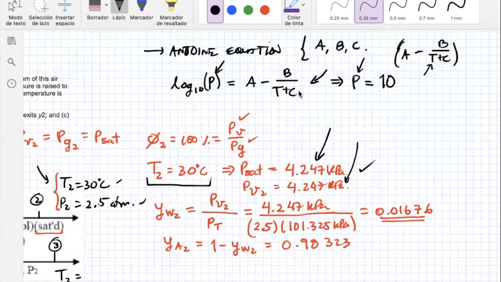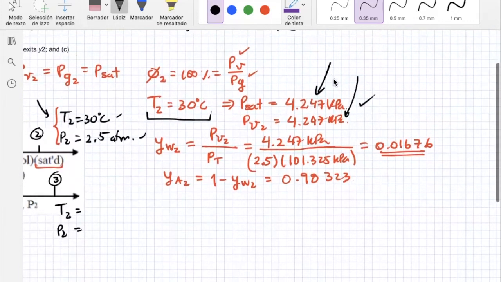That's the drill with the Antoine equation, which is a great tool if you don't use water. If you use water, you can use steam tables, but if you don't use water, like in the chemical industry where you have hundreds or thousands of substances, you can have tables of A, B, and C for each one of those substances.